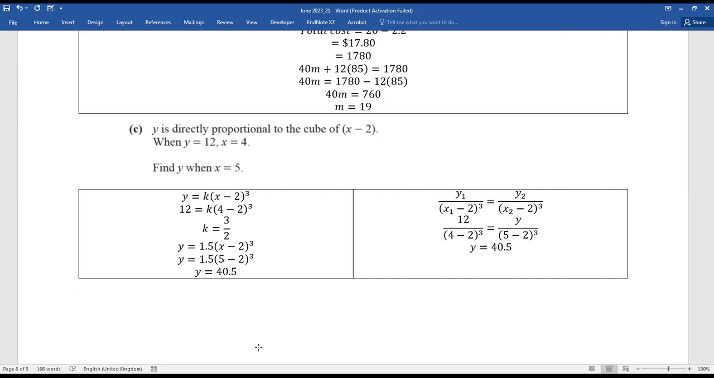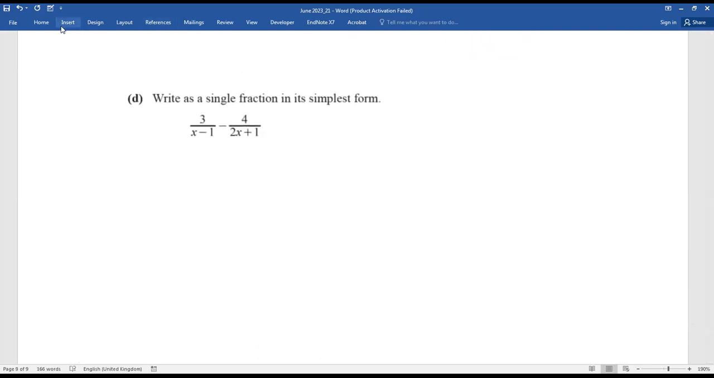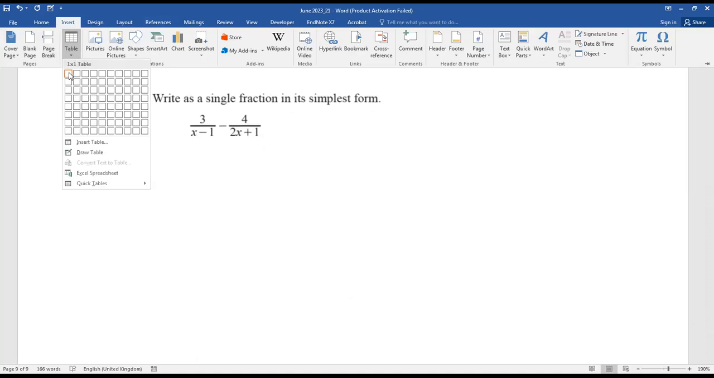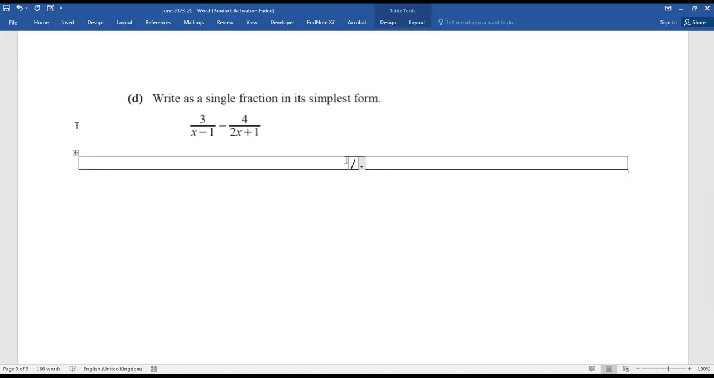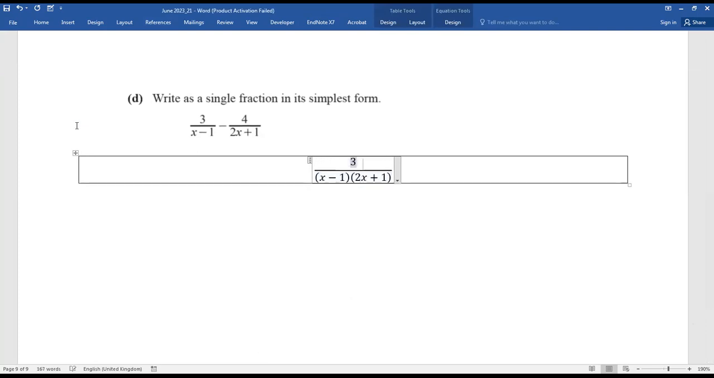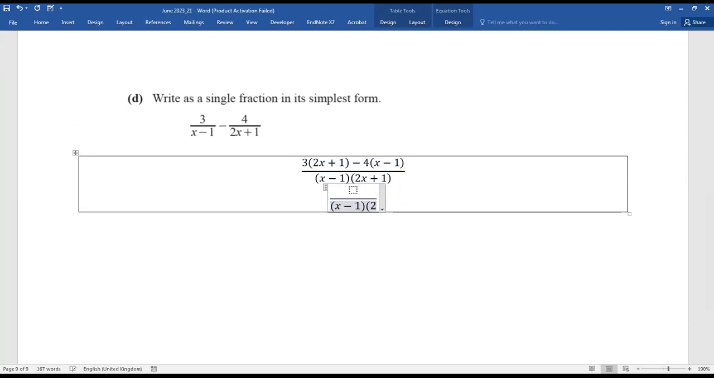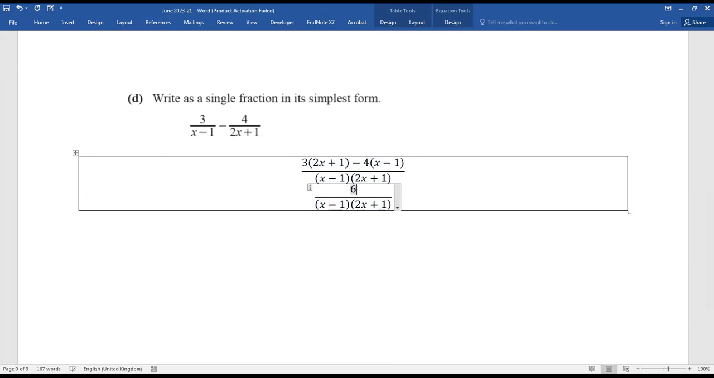Now this one says this is a fraction in simplest form. A common error that students make here is they call this cross multiplication. It is not cross multiplication. Yes, we do take the LCM, which is in fact in this case when both the denominators multiply. So 3 will multiply by 2x plus 1. Be very careful with this minus 4, which will multiply by x minus 1. So use appropriate brackets. (x minus 1) into (2x plus 1), and this will be 6x plus 3 minus 4x plus 4.